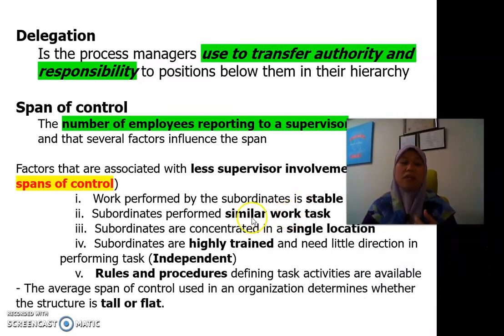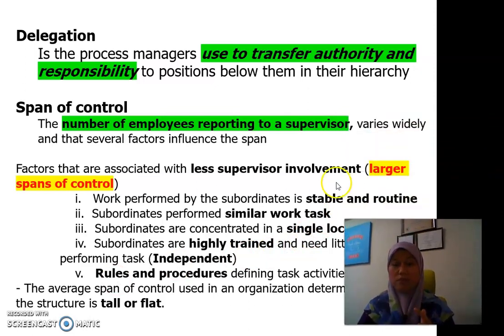The last one is that rules and procedures defining the tasks are available. So if the employees are facing problems, they can read from the SOP to help them resolve the problem. So in span of control, there are two types: whether you go for a tall or a flat structure.